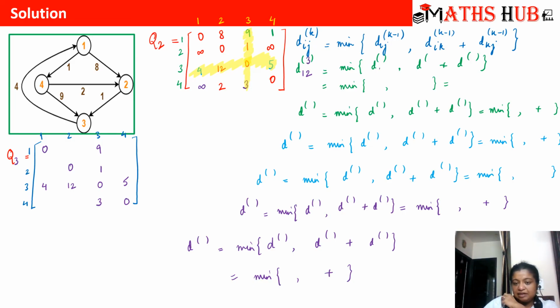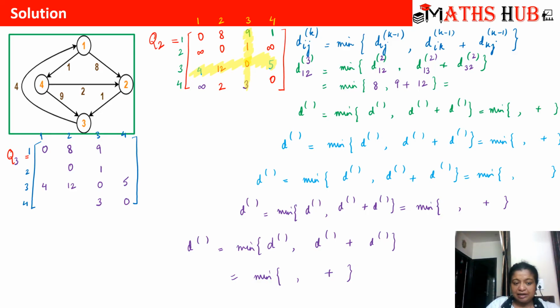So it is D12 in the previous matrix 2, comma, D13 in the previous matrix 2 and D32 in the previous matrix 2. So how much is this? Minimum of distance 1 2, which is 8, and 1 3, which is 9, plus 3 2, which is 12. So obviously the minimum will be 8. So let us write down the entry 8 over here. Right?